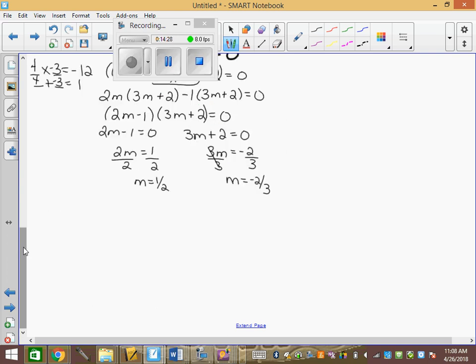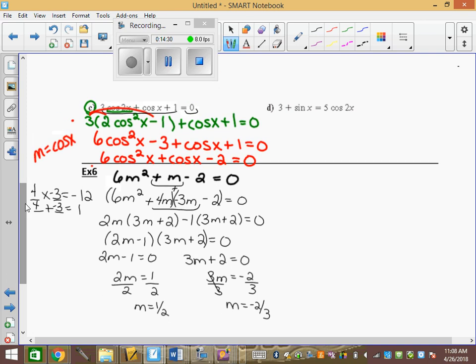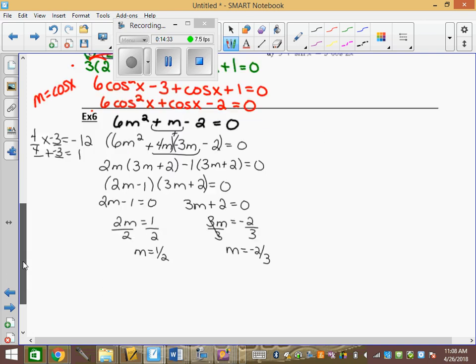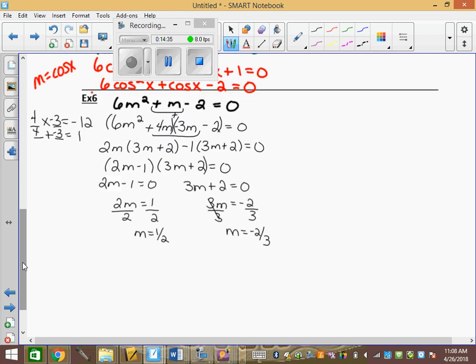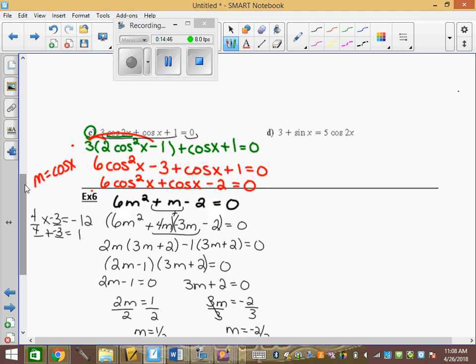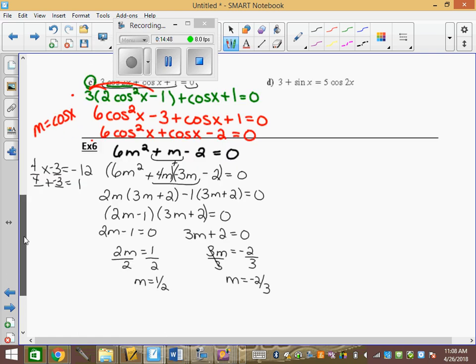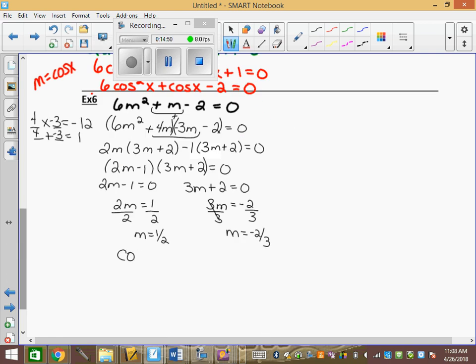So if we're looking at this question, the red is the new. The black is everything we know. Majority of this question is what we should know, right? Not new. Okay, m equals, yay, we have answers for m, except I need answers for x. So cos x equals a half. I'm very excited when I see this because I know that's an answer on my unit circle. Cos x equals negative 2/3 is more work because that is not on my unit circle.